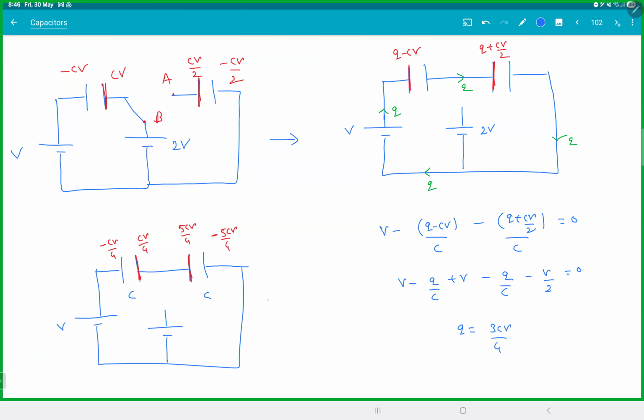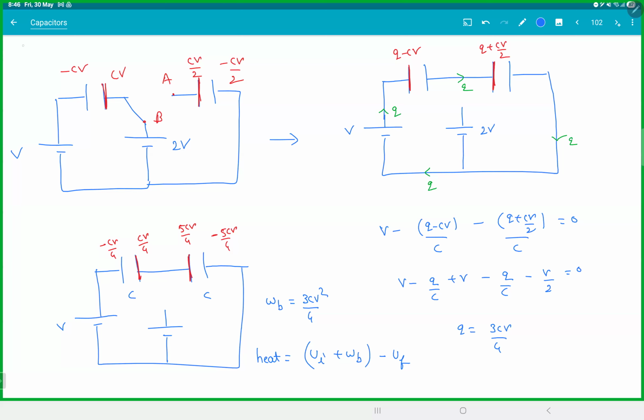And there's only one battery, so work done by the battery will be 3CV squared by 4. Same story, heat produced will be initial energy. So find the energy in these two capacitors, plus work done by battery, minus the final energy in the capacitors, and you're done. Clear with this? Now, if I do this one or two more times, you will find a sequence actually. And then when you put n tends to infinity, you'll get this thing.